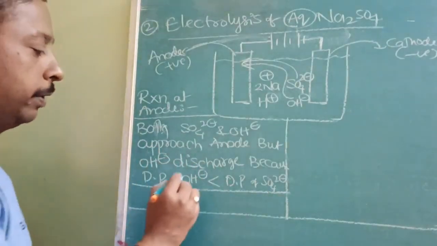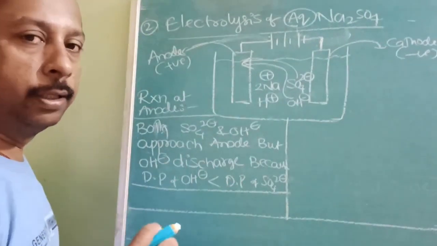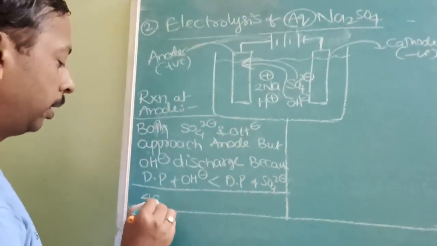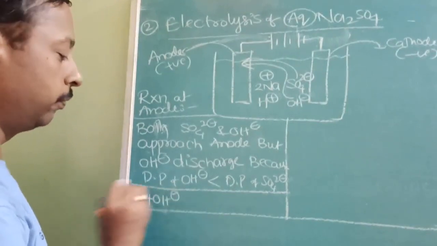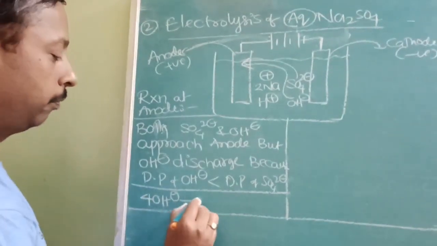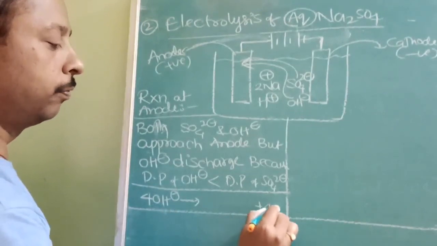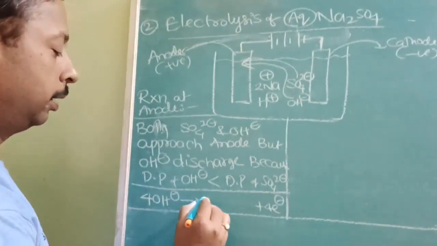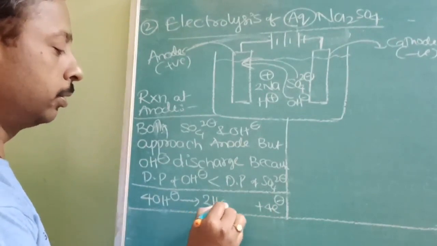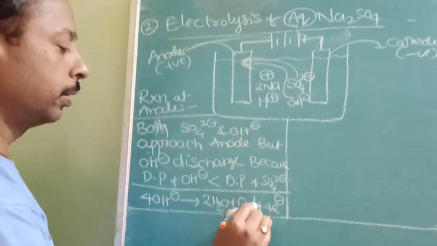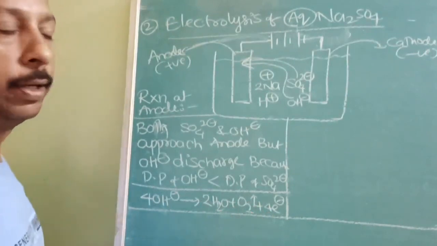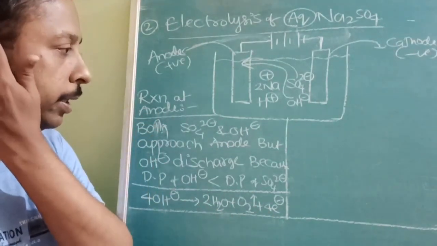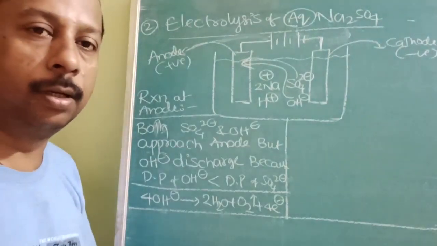Whenever OH minus is there, I will give you the ready-made, direct balanced equation. Always write 4 OH minus. 4 OH minus will lose 4 electrons, and it will give you 2H2O plus O2. So oxygen gas will be liberated. Which gas will be liberated? Oxygen gas will be liberated at the anode. Is it clear to all of you?